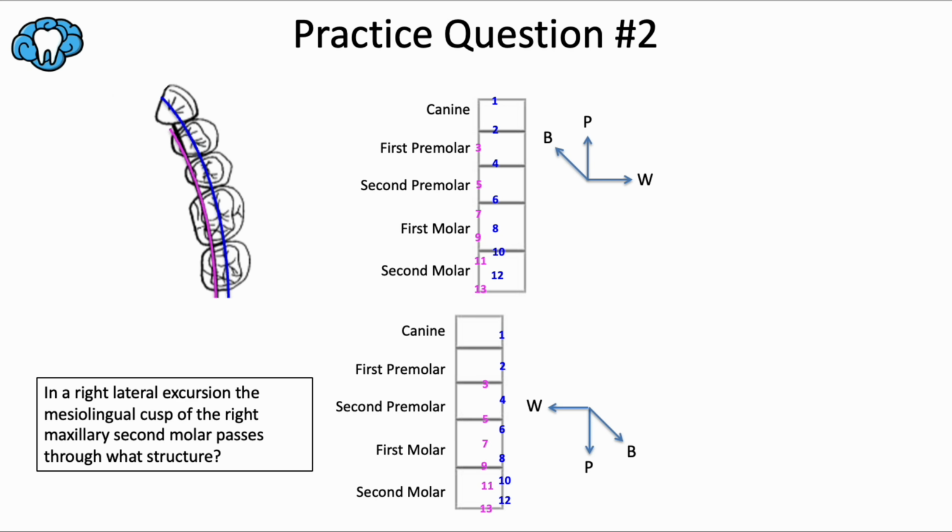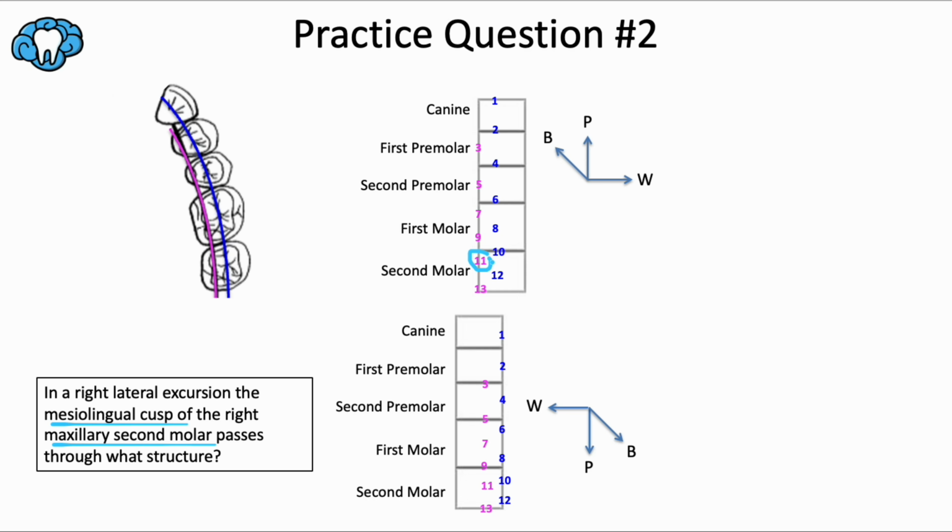Let's try another one. In a right lateral excursion, the mesiolingual cusp of the right maxillary second molar passes through what structure? All right, let's follow the process. Step number 1, locate the cusp. So we're talking about the mesiolingual cusp of the maxillary second molar. Again, we don't care right or left right now. So here's the maxillary second molar, and we're talking about the mesiolingual cusp. That's going to be the magenta contact point 11.